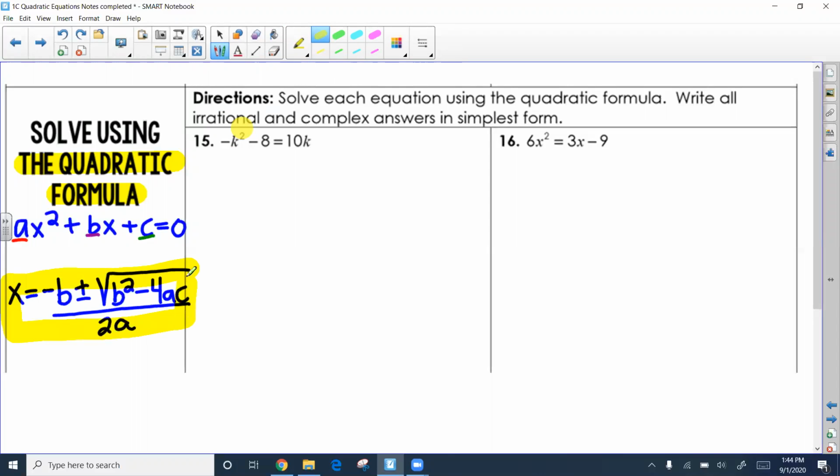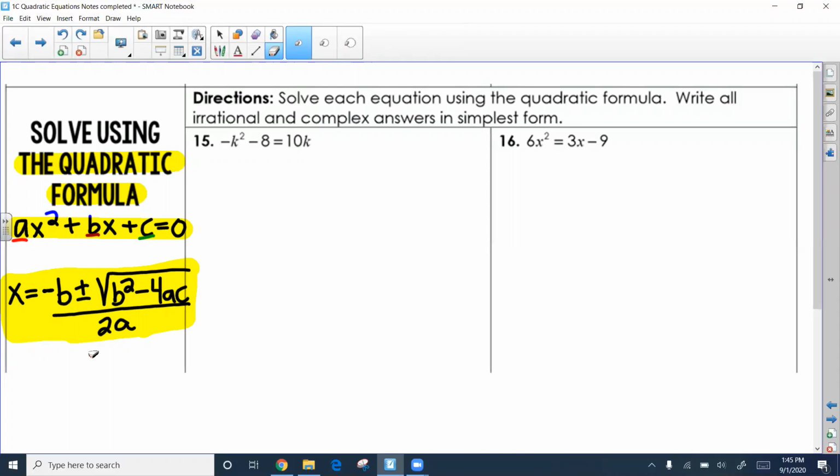X equals negative b plus or minus the square root of b squared minus 4ac all over 2a. All right, so write down the quadratic formula. Make sure you have that in your notes and make sure you write it down correctly so that we can use it for our examples. Hopefully you already know it from Algebra 1 and Algebra 2. So hopefully this looks familiar.